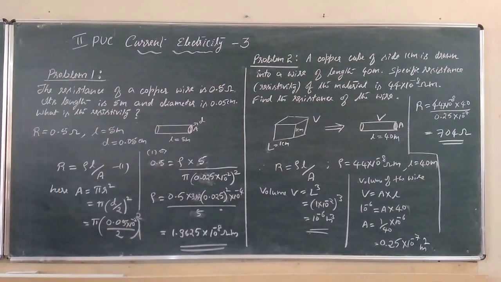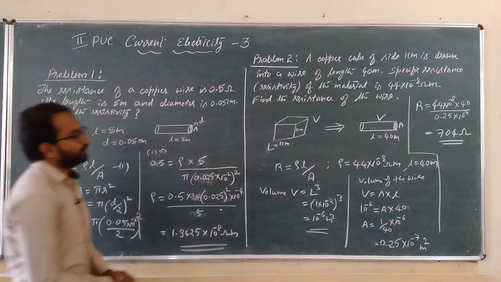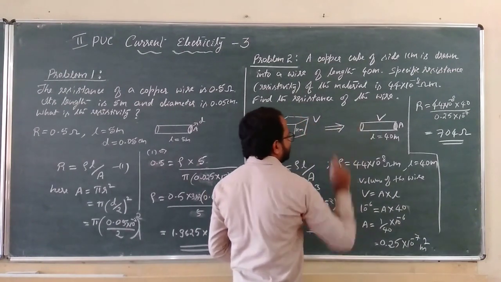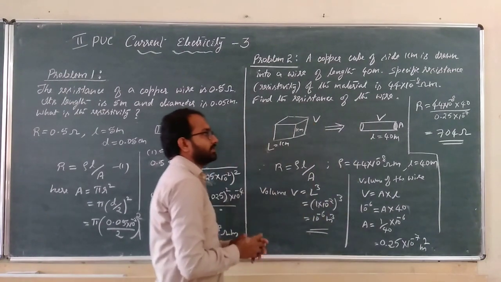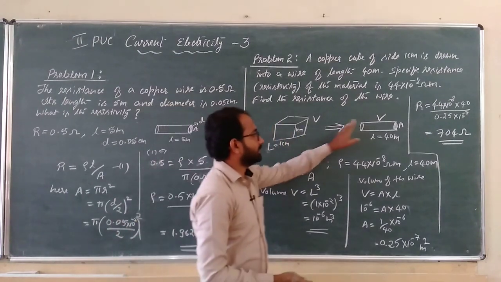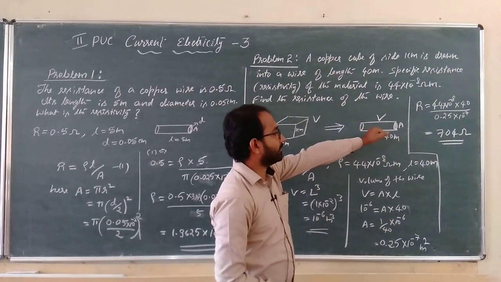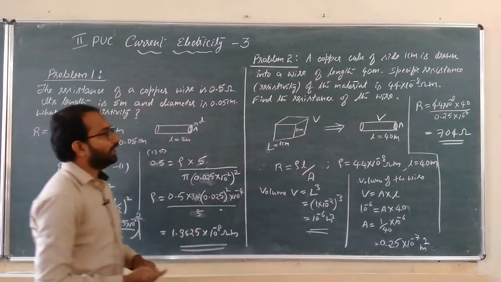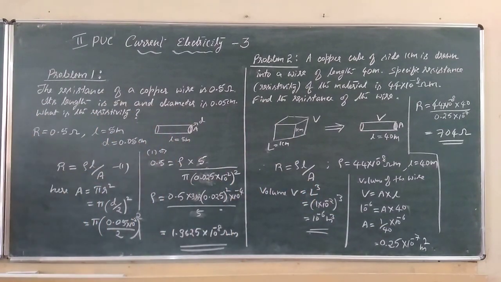Okay, so the important problems. See here you have to remember the volume remains same when this cube is drawn into a wire. Its volume doesn't change. Using that, now you can calculate the volume here. Using that, you can calculate the area of cross section of the wire. Now just substitute here. You will get the value of R. Right.